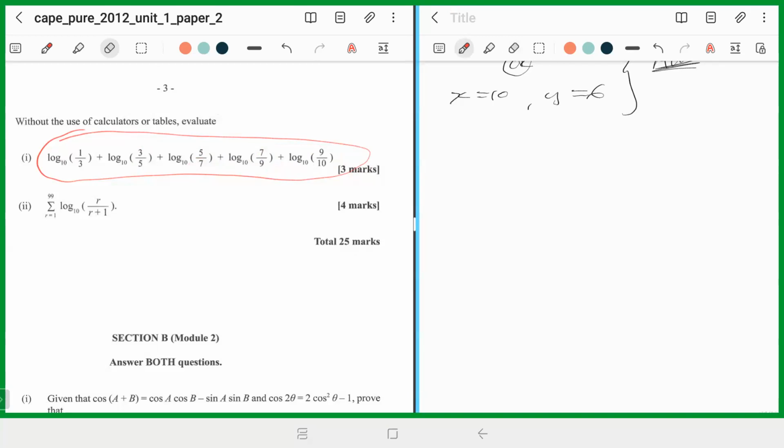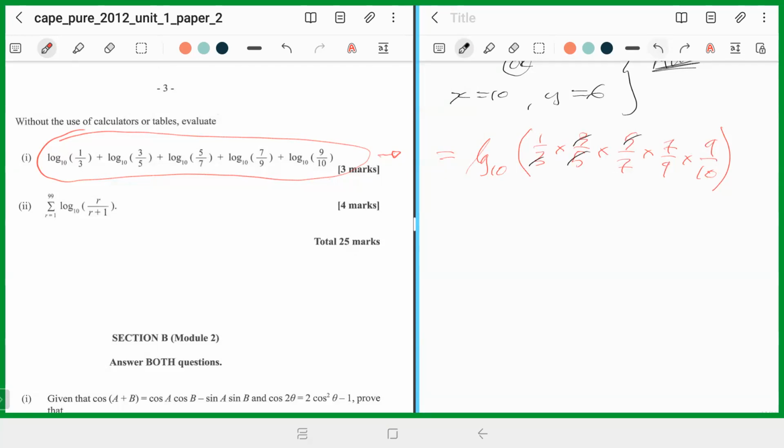So if I use the red, then this thing becomes equal to the log to base 10 of the product of all those values: a third times 3/5 times 5/7 times 7/9 times 9/10. And then all these numbers cancel each other. 3 cancels 3, 5 cancels 5, 7 cancels 7, 9 cancels 9. You're left with 1/10. See that?